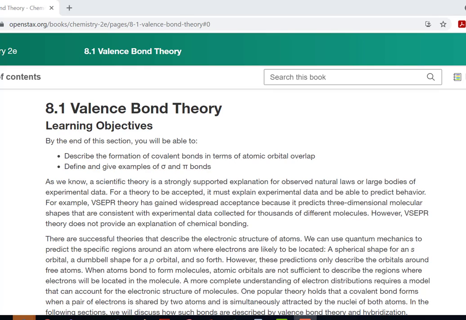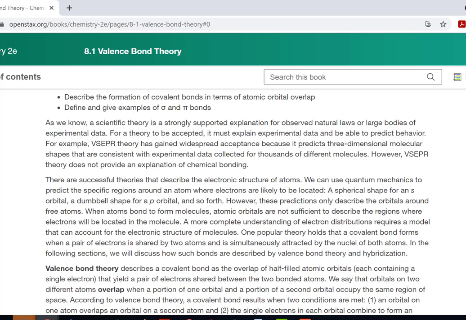As I mentioned in the introductory video, we are going to expand our models and create new models to answer questions that our previous models did not answer very well. We have previously discussed VSEPR theory as a way of predicting the three-dimensional shape of molecules. It works very well at that, and we'll see there are other ways of doing that as well. But what it doesn't do well is say why we even have a chemical bond.